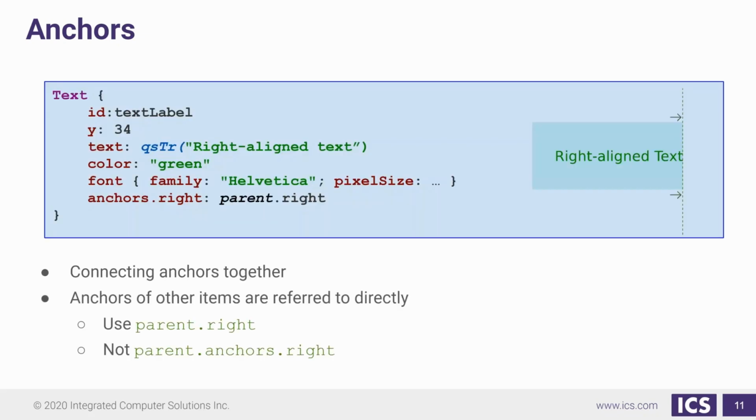Here, we are anchoring our text label's right-hand side to our parent's right side. Notice how we're using anchors.right to get a reference to the text label's right anchor, and we use parent.right to get a reference to the parent's right anchor. The QML line anchors.right: parent.right is setting the text label's right anchor to be the same as the parent's right anchor. We do not use parent.anchors.right for this. That will not return the anchor value for us.